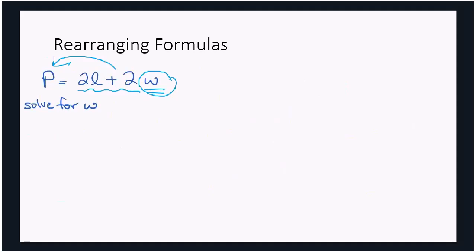And in algebra, the way we move everything over to the other side is we pick the terms that are the furthest away from W to move first. So that's going to be this 2L. We're going to move that first. And because the 2 is closest to W, we're going to move that last. And how we move them is by doing the opposite operation. So if I want to move 2L over to P side, I'm going to do the opposite of what's happening here.